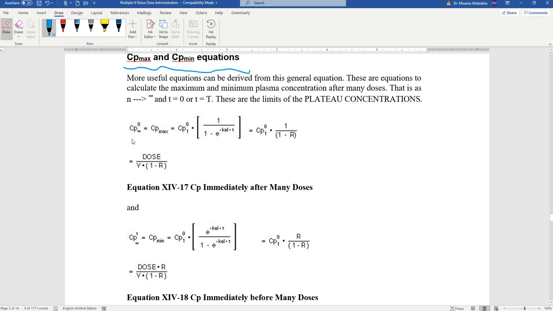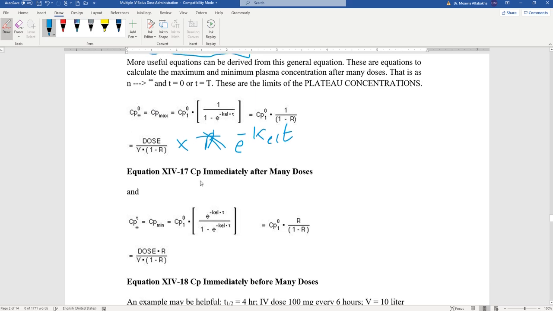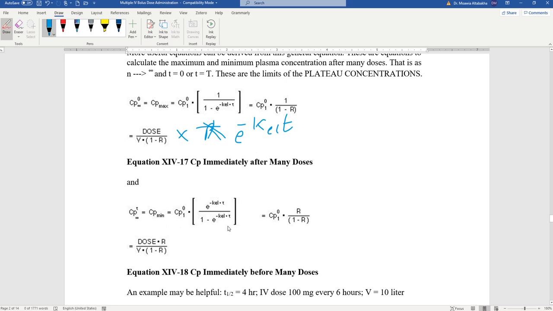This is Cp maximum. And for Cp minimum at steady state, what do we do? Just multiply it by r, which is the remaining fraction after the time interval. Suppose I don't want after the time interval, suppose I want 2 hours after giving the injection and getting the maximum concentration. Then, instead of r, I will use e to the power of minus kl times t. And this is what you see here. Cp minimum will be the same as Cp maximum but multiplied by r. Instead of one, I have multiplied by r. Okay, I hope this is very clear to you.